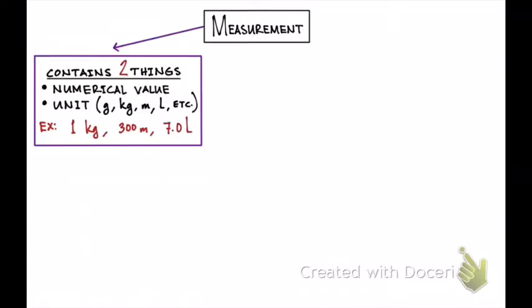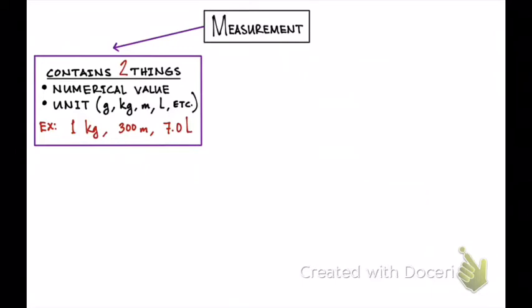Every measurement contains two things: a number and a unit, like grams, kilograms, meters, miles, yards, and so on. And so when you take the mass of an object, you always want to make sure that you take note of the unit. Let's say the mass of the object was 50 grams. In your lab book, you need to write 50 grams and not just the number 50.